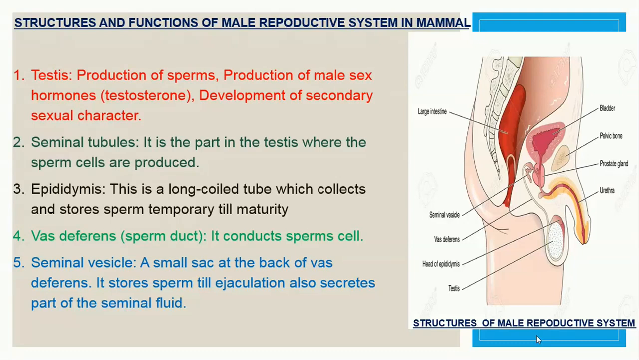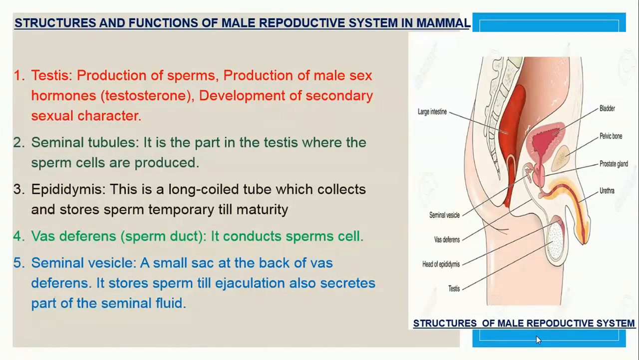Now let's look at the structures and functions of the male reproductive system in mammal. Now structures means the parts that make up the male reproductive organ or system. Now number one, here we have the testes. The function of the testes is to produce sperm, or the sperm cells. It also is responsible for the production of male sex hormones known as testosterone. It also helps in the development of secondary sexual characteristics. All those characters that are exhibited during puberty are called secondary sexual character.